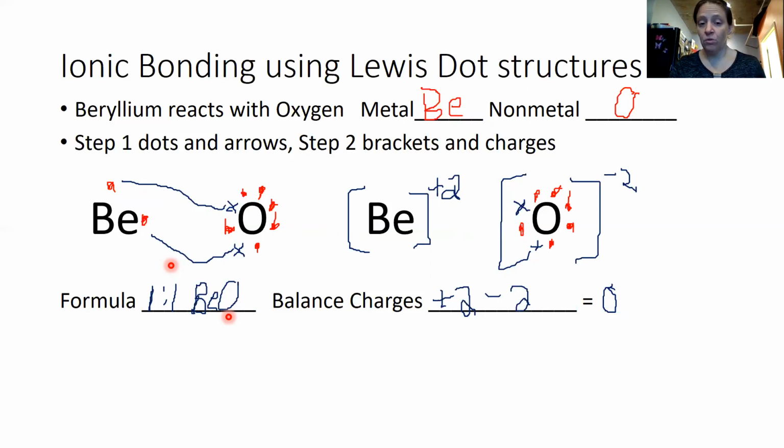So if you remembered right, what keeps the ionic bond together is going to be the opposite charges. So this is a positive charge and this is a negative charge. Those opposite charges, they are going to attract and keep the beryllium bonded to the oxygen.